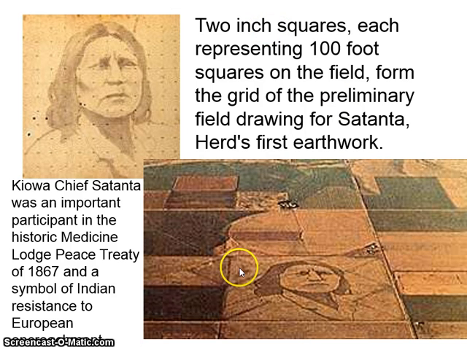Here is one field drawing that he made for Santana Hurd's first earthwork. Kawana Chief Santana was an important participant in the historical Medicine Lodge Peace Treaty of 1867 and a symbol of Indian resistance to European encroachment. So you can see that he has meaning, and he's being portrayed in this field within the dirt that he tended during that time.